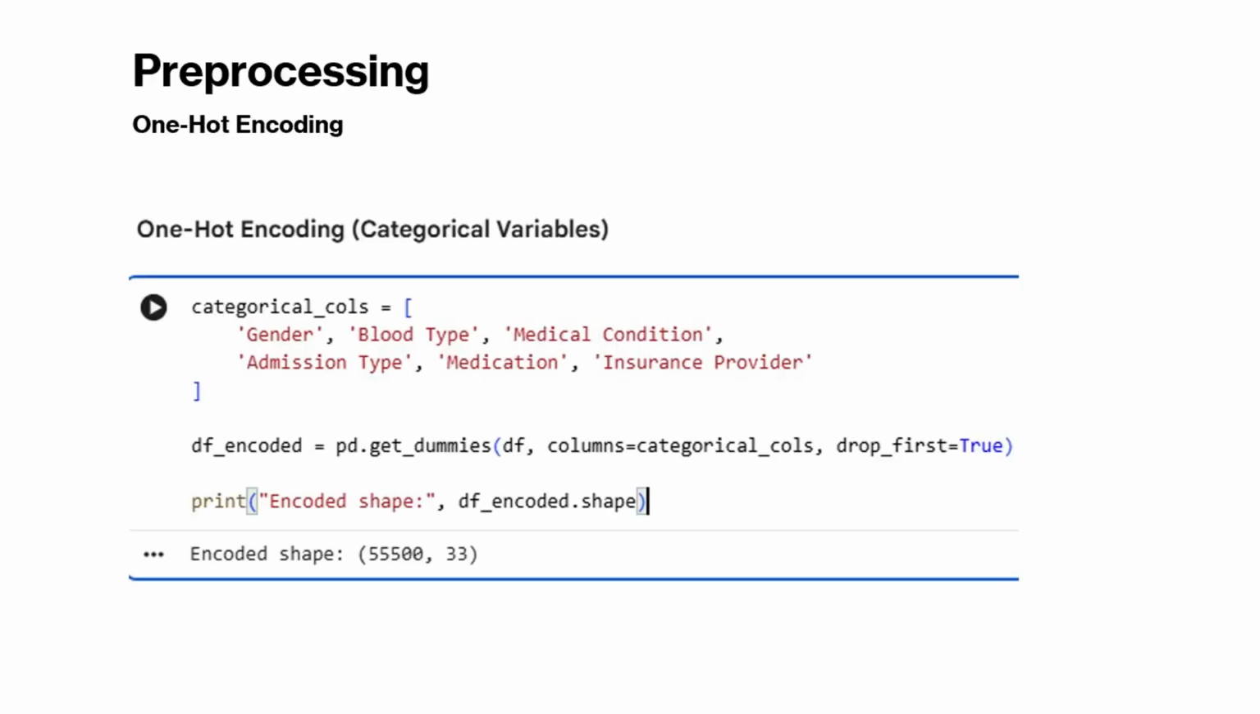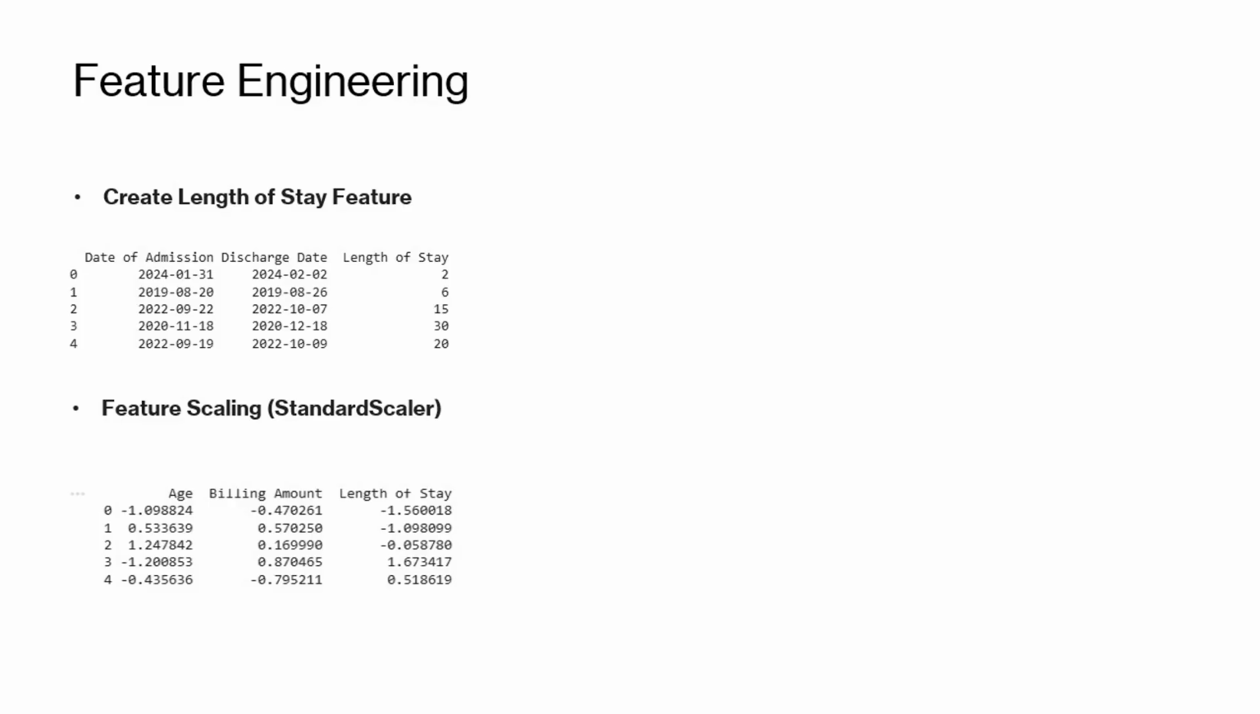To prepare the data for machine learning, I performed several preprocessing steps. I converted categorical variables into numeric format using one-hot encoding. I created a new feature called length of stay by calculating the difference between discharge and admission dates. This feature captures how long patients stay in the hospital and can be an important indicator of their medical condition. Also, I scaled numeric features to ensure they are on the same scale, which helps improve model performance.